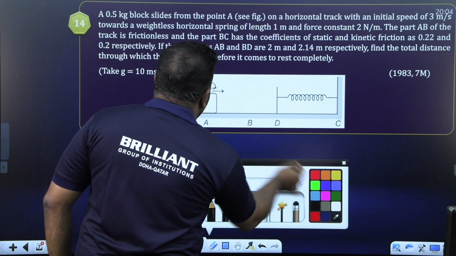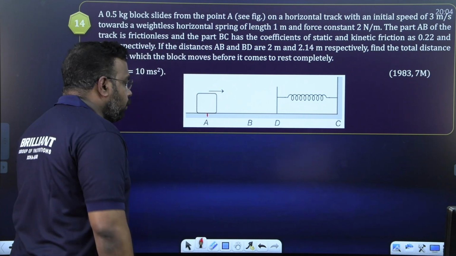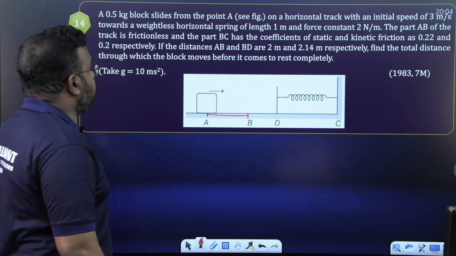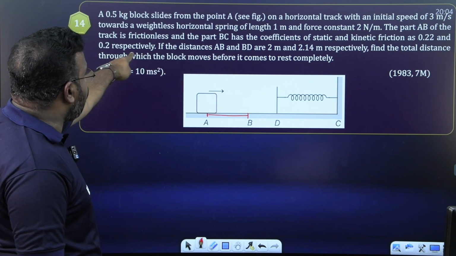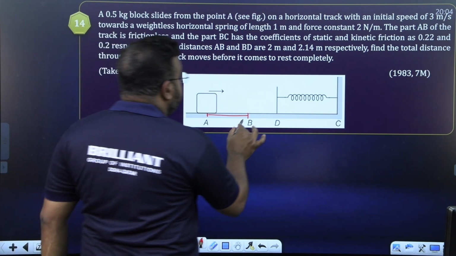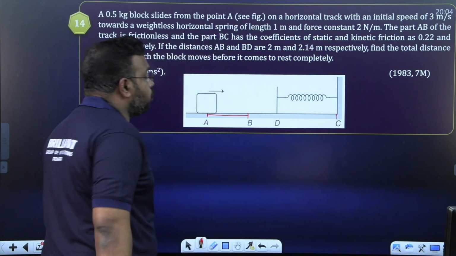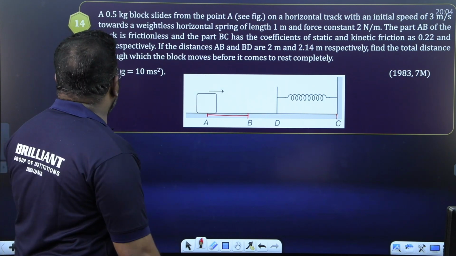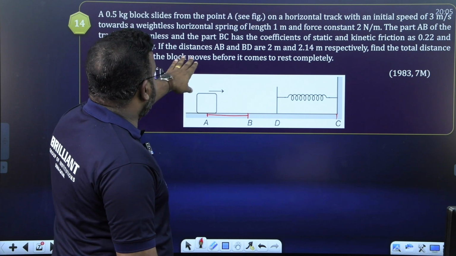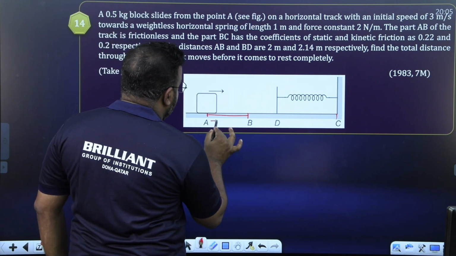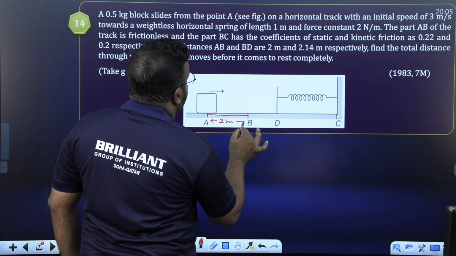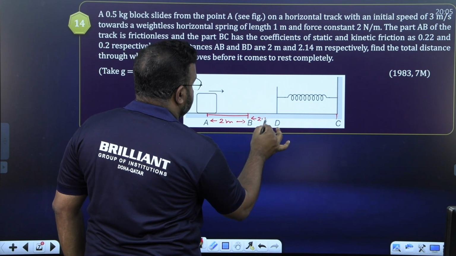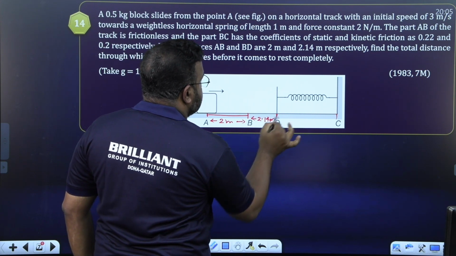You can see from the diagram, the body is starting from the point A. It reaches the point B first, and remember this path is frictionless. The part AB of the track is frictionless and the part BC, not B to D, B to C, has a coefficient of static friction 0.22 and kinetic friction 0.2. AB is given as 2 meter and BD is given as 2.14 meter.